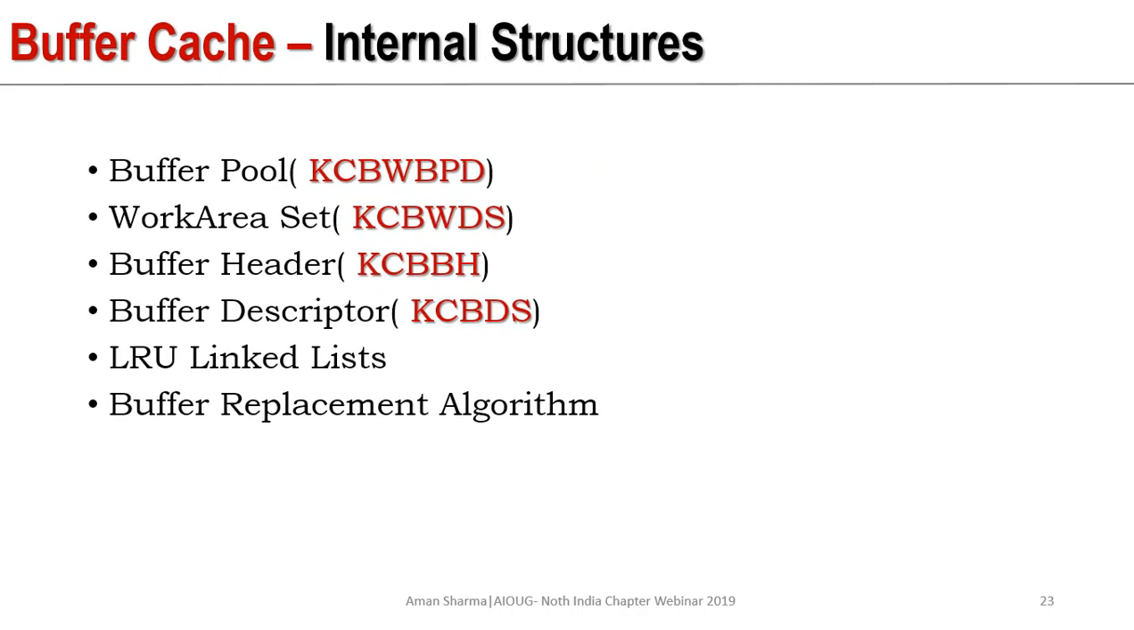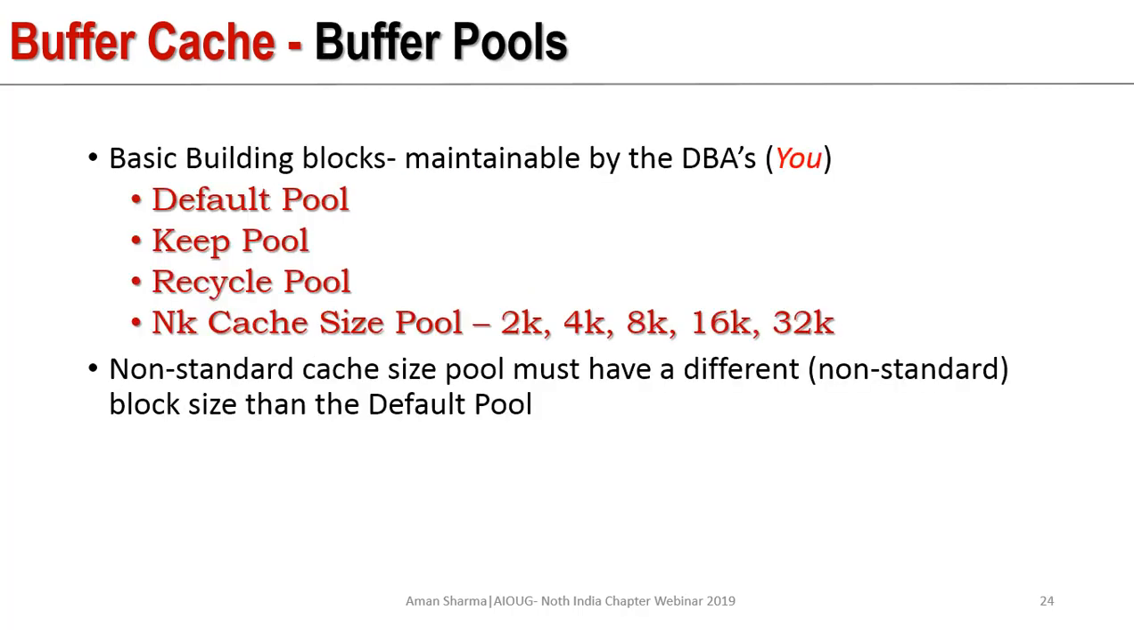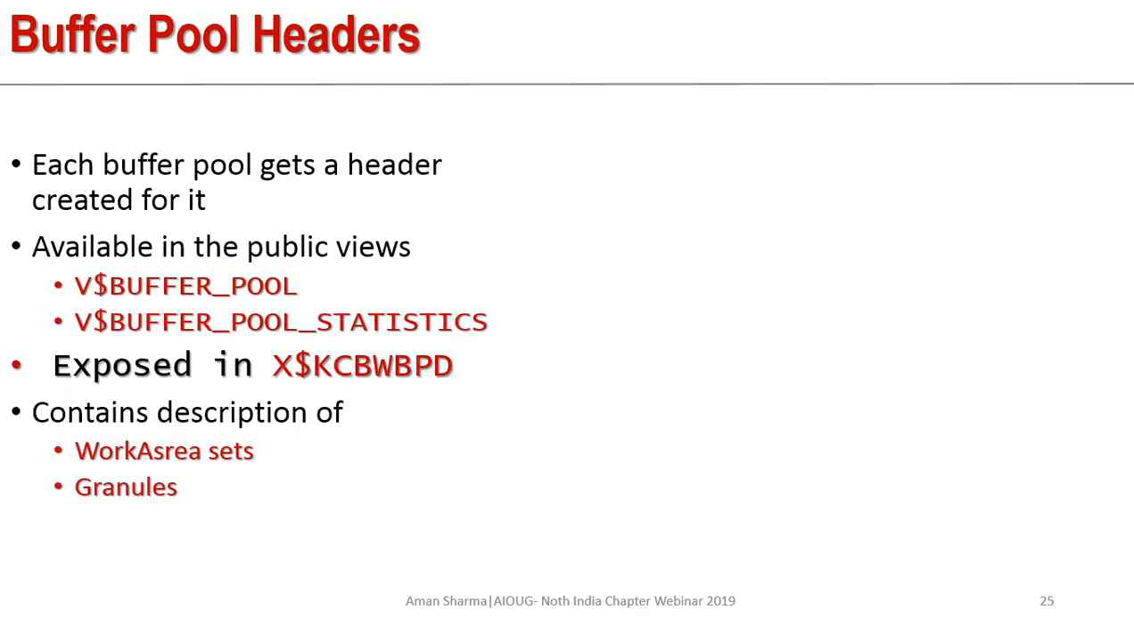Now the buffer cache is created by these particular structures inside the system, which is what we're going to discuss in a minute. The buffer cache is available to us in terms of different sets of pools, and we mentioned that we have the default, keep, recycle and all such structures available. Of course we can also create non-standard block size pools, but that is not needed unless we are using a non-default block size tablespace in our environment.